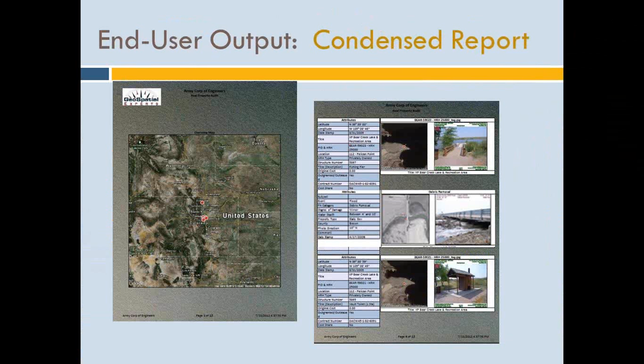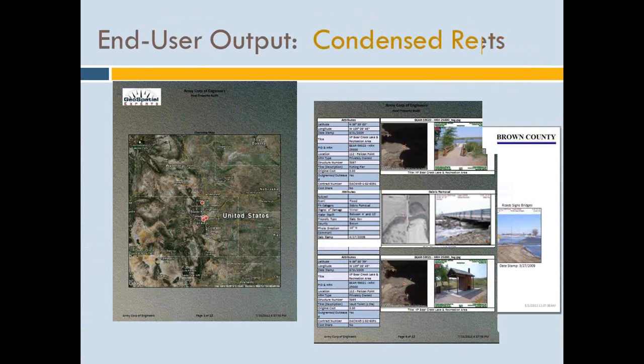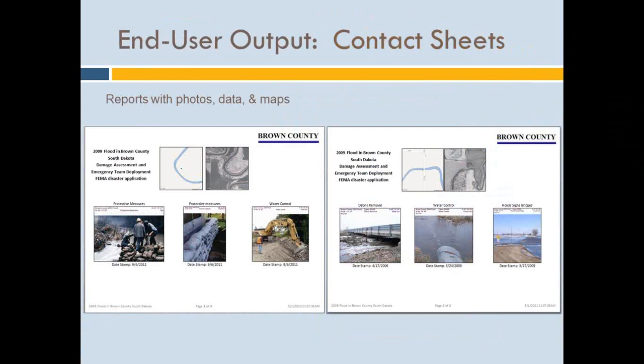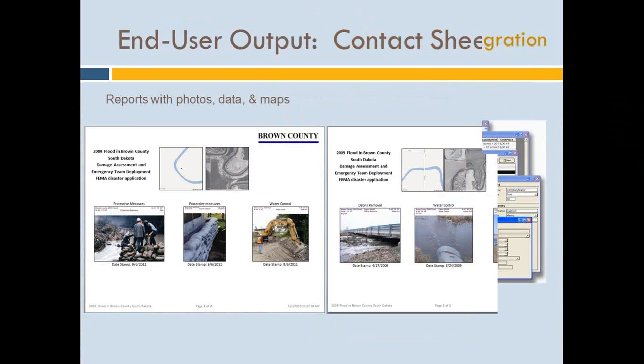Here's a condensed report. Again, on one sheet of paper, you can condense all the pictures and reports onto one piece of paper. And then here's again a contact sheet. You can add your own comments and annotations and customer names or project names, addresses, whatever you wish to do. And Rick will tell you that in detail.